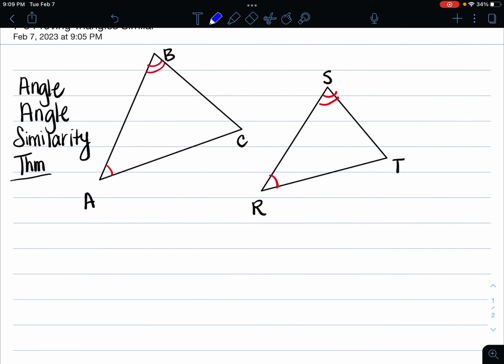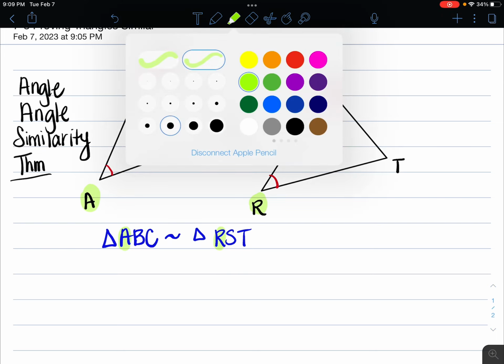But let's talk about how to write the similarity statement properly. We would say triangle ABC is similar to, so it's like the congruent symbol without the equal sign. It's just the wavy line. Triangle RST. Now I want to make sure I'm putting them in the right order because like congruence, things have to be corresponding, right? We know that angle A is congruent to angle R, so we can see here that I put A first and R first. They have to be in the same spot.